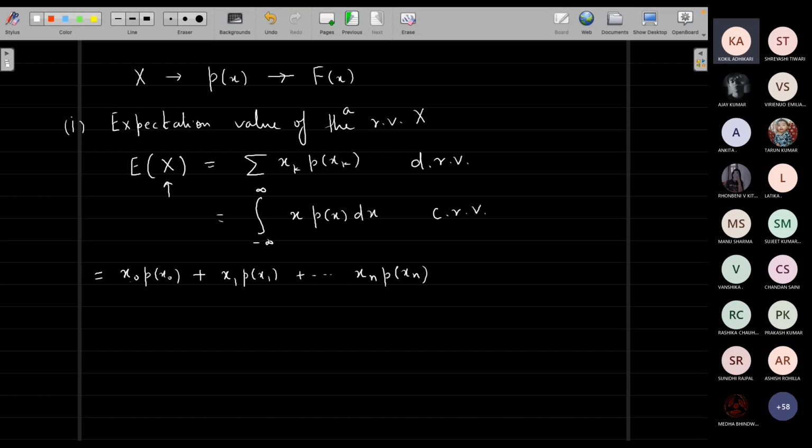I am multiplying this quantity with its weight. p(x0) is the probability that x0 is achieved, right? So it is some sort of a weight: the frequency with which I get x0, divided by the total frequency. So what kind of quantity is this in the experiments? Mean, sir. This is what we call the mean. In fact, this is how you define mean.